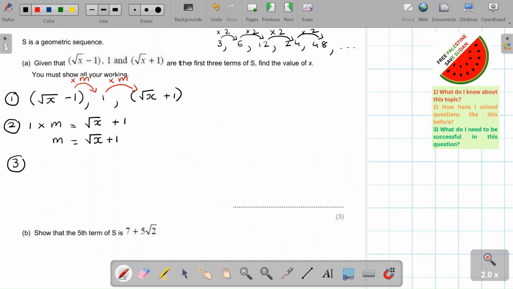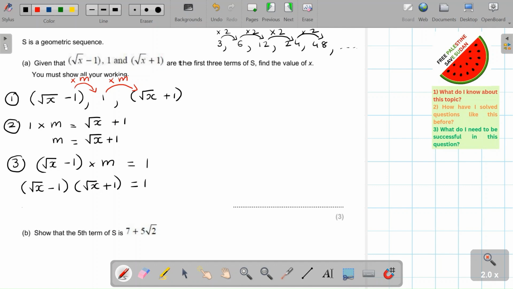Now the second point is I'm going to set up a second equation, and that would be root x minus 1 times m equals 1. So that's the first term times m will give you the second term. However, the value of m is root x plus 1. So I'm going to substitute that here. So root x minus 1 times root x plus 1 is equal to 1.